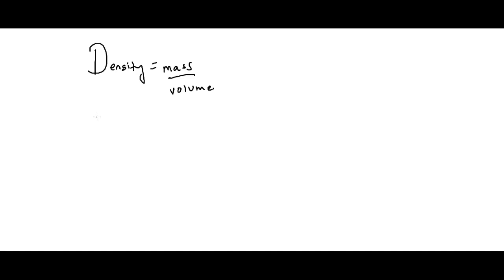In the previous video, I showed you how to use this formula directly, which is density is mass over volume. Now we're going to see the next relationship. Let's say that the volume is given to you, and the density is also given to you, and you will be asked to calculate the mass.